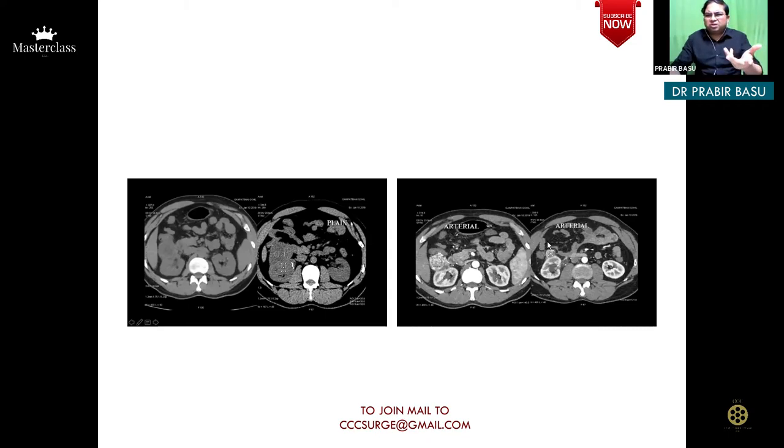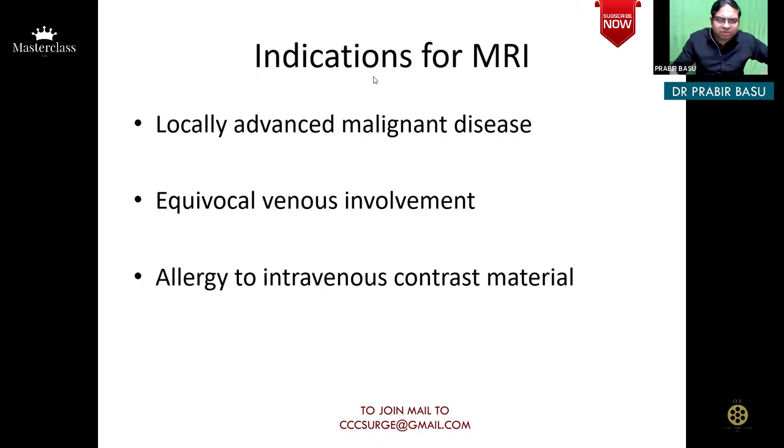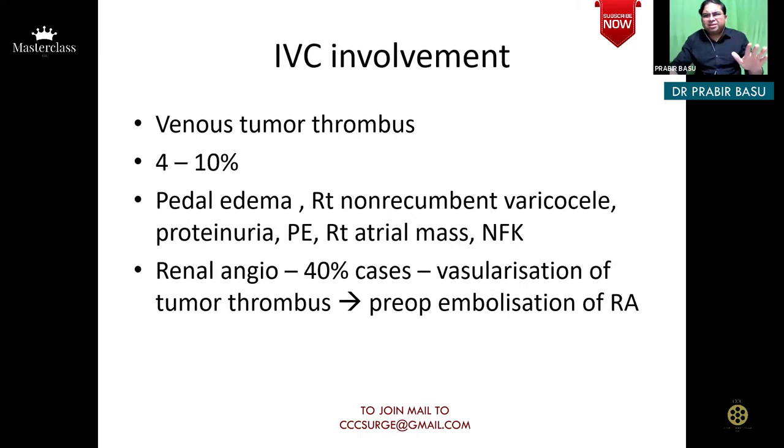So this is basically the picture to show you how the RCC looks, okay, with irregular contrast enhancement, lots of necrosis, and you also look at whether the renal veins have been involved or not, okay? So these are the indications for MRI, as I said: one is if the patient has high creatinine levels; locally advanced disease, because tissue plane disruption, which happens in many cases, will be seen better with MRI; equivocal venous involvement, because IVC involvement is better picked up on MRI; and allergy to contrast media. Okay, so again, this is all about IVC involvement.